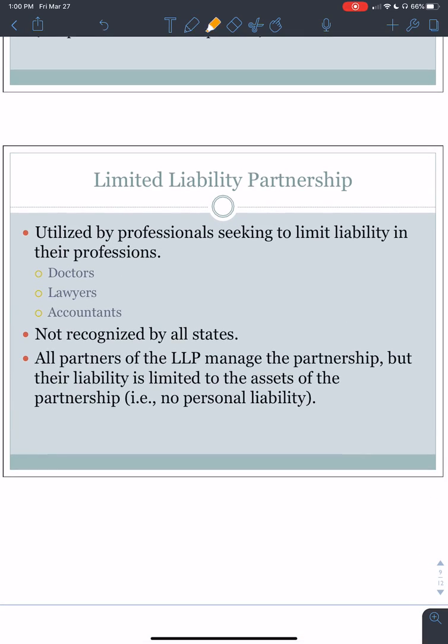Who engages in limited partnerships? Usually you see this in the professions, what are called the professions. So you have doctors, lawyers, accountants.